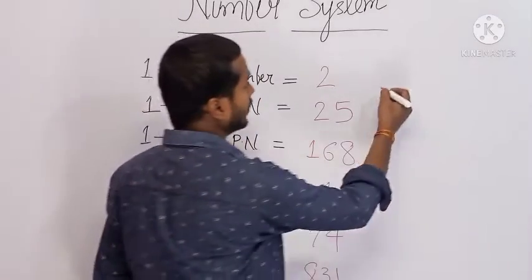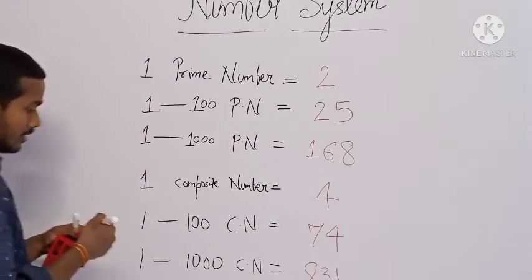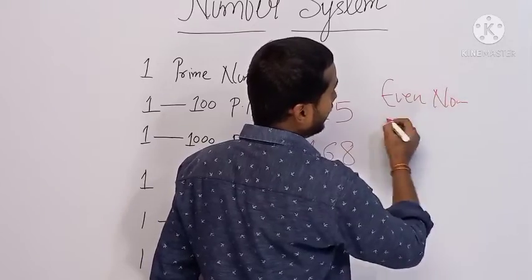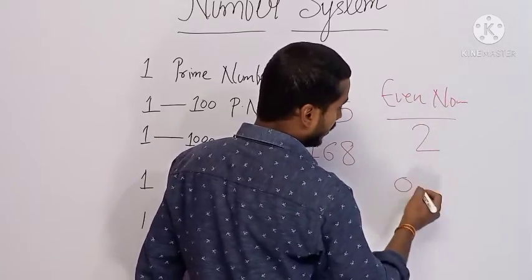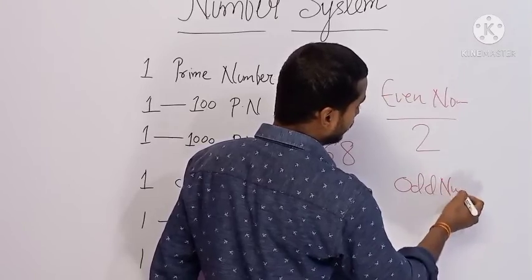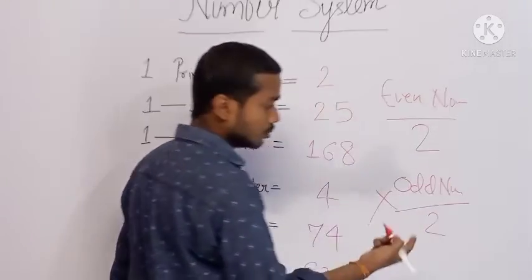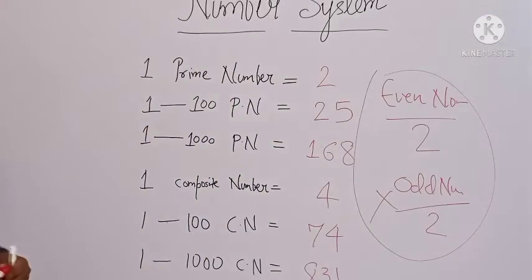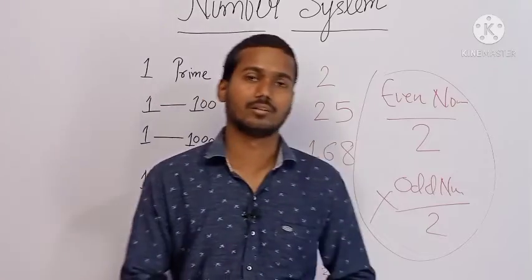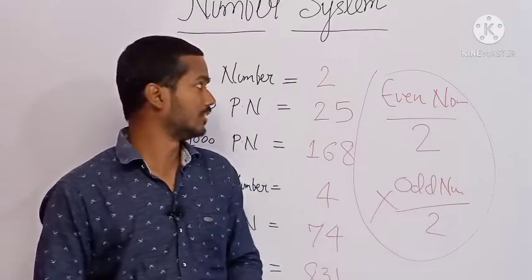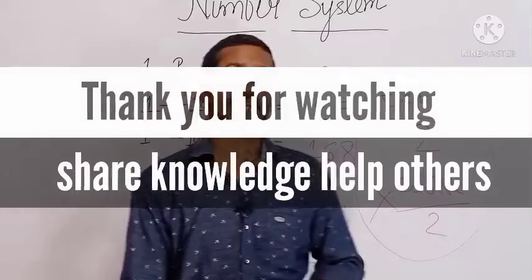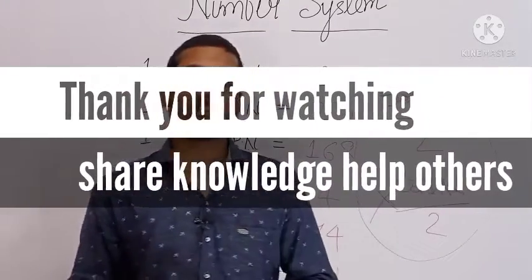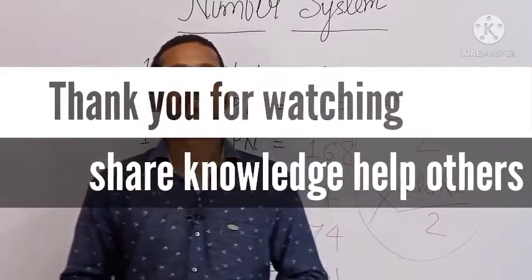And about even numbers, in a very short way I can say even numbers are divisible by 2 and odd numbers are not divisible by 2. Okay, remember that. So this is all about the number systems. These are the basics of number systems, and in further classes I will explain more about the remaining types of numbers in our number system.